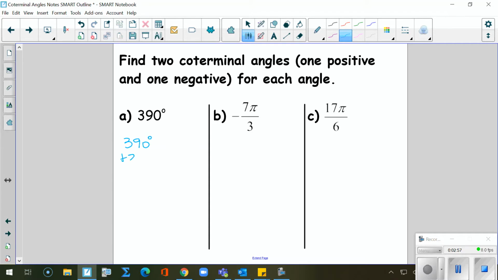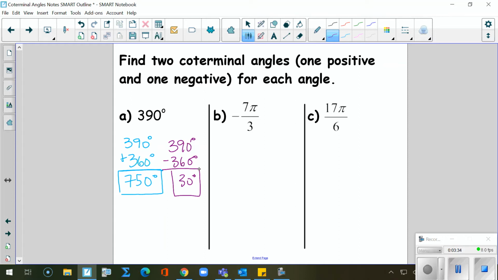360 degrees. There is a positive coterminal angle. I could start with 390 and subtract 360 degrees. That gives me a 30-degree angle, which is also positive. So I could have given either of those answers for my positive coterminal angle.